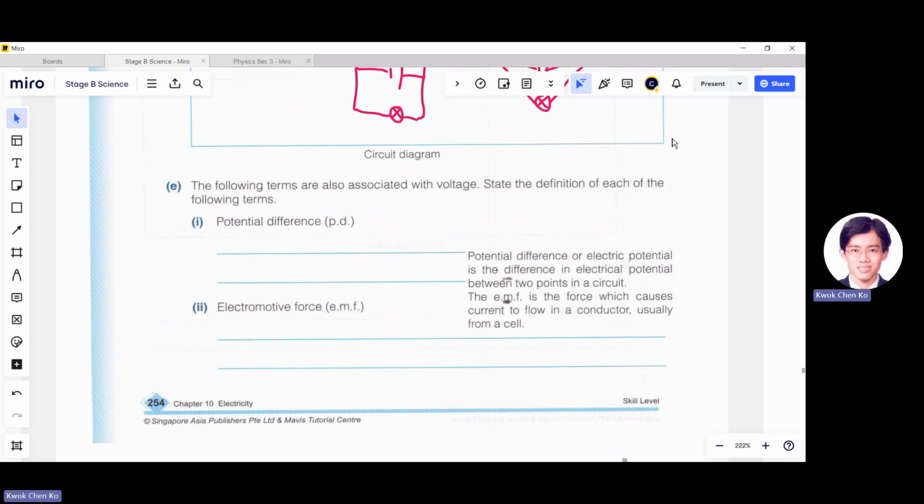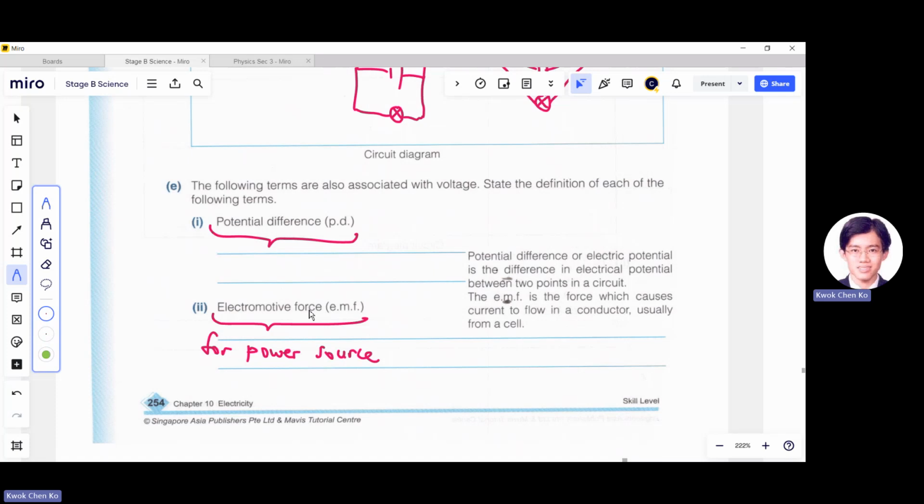What is the electromotive force for? Okay, but this you ought to know. When do you use potential difference? When do you use electromotive force? This one is for a power source, that means like a battery. Anytime you refer to a battery, you can't call it potential difference, you call it electromotive force. Potential difference is for an appliance, or any component in the circuit, like a lamp.